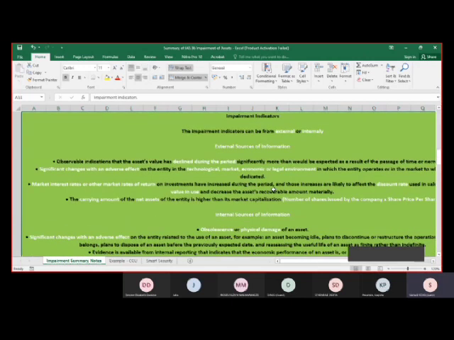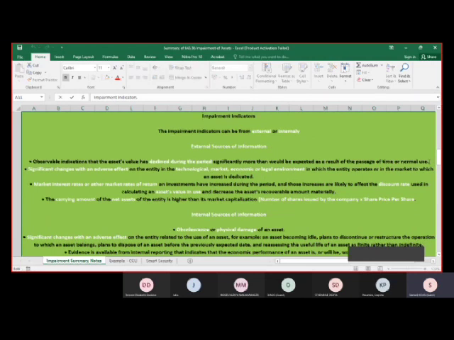Another thing mentioned in the standard is that there are indicators of impairment. If you read through the standard, you'll see where they show you indicators of impairment to guide you in terms of whether the asset is impaired or not. These indicators might be external or internal. External sources of information would include, for example, observable indication that the asset's value has declined during the period significantly more than would be expected as a result of the passage of time or normal use.